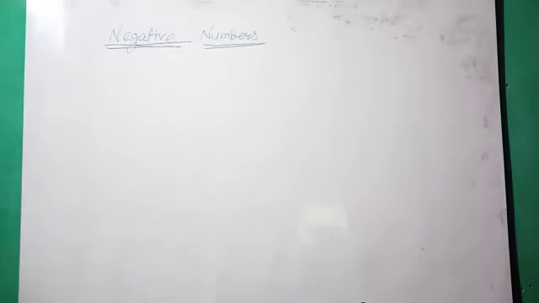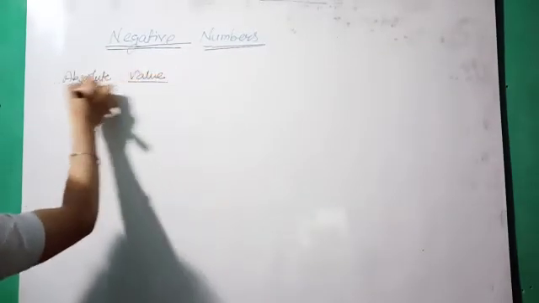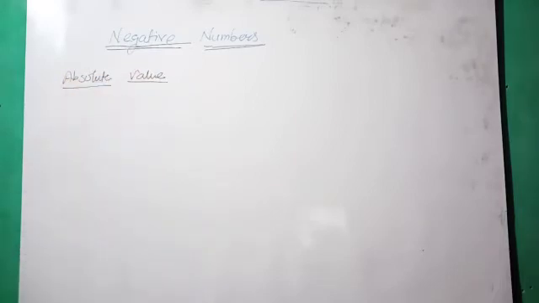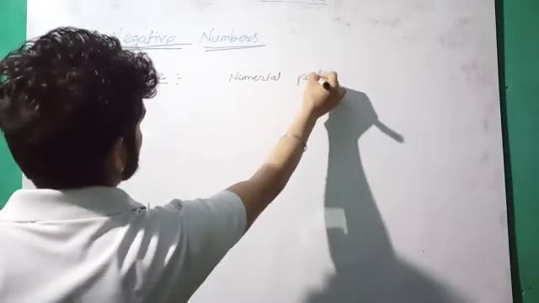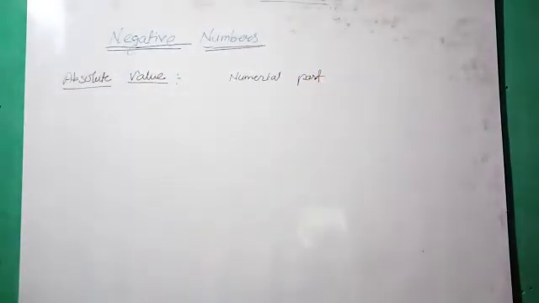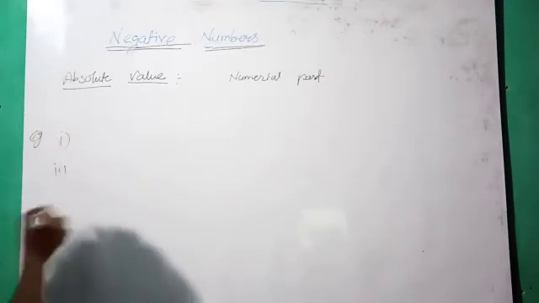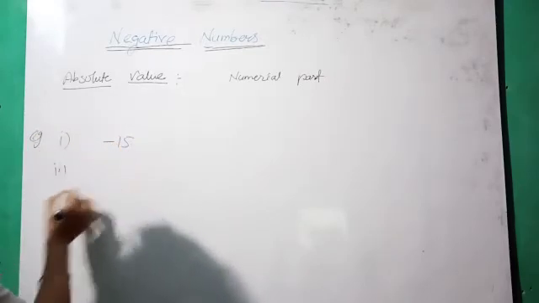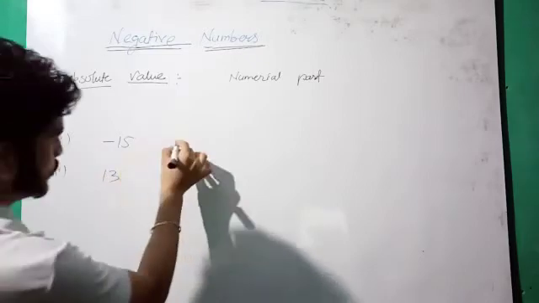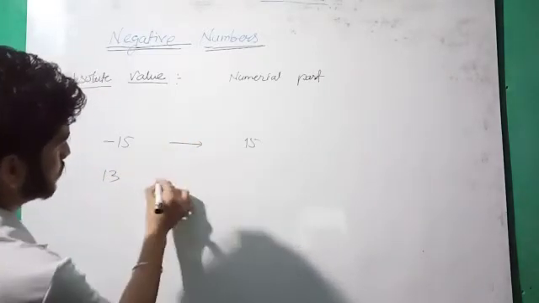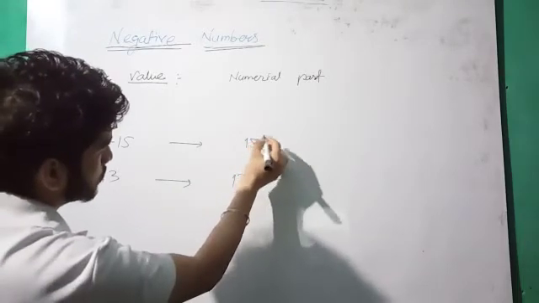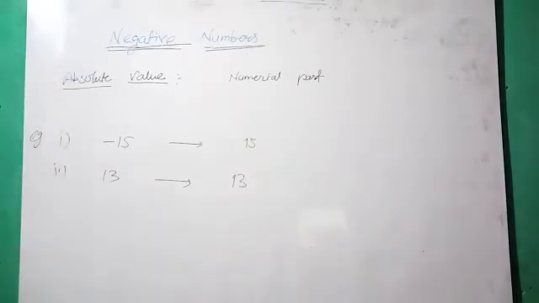Then we have the absolute value of a number. Absolute value is written as the numerical part of the number. For example, if you have two numbers, -15 and 13, then the absolute value of -15 is 15 and the absolute value of 13 is 13. So we have to write down only the number for absolute value. This is very simple.